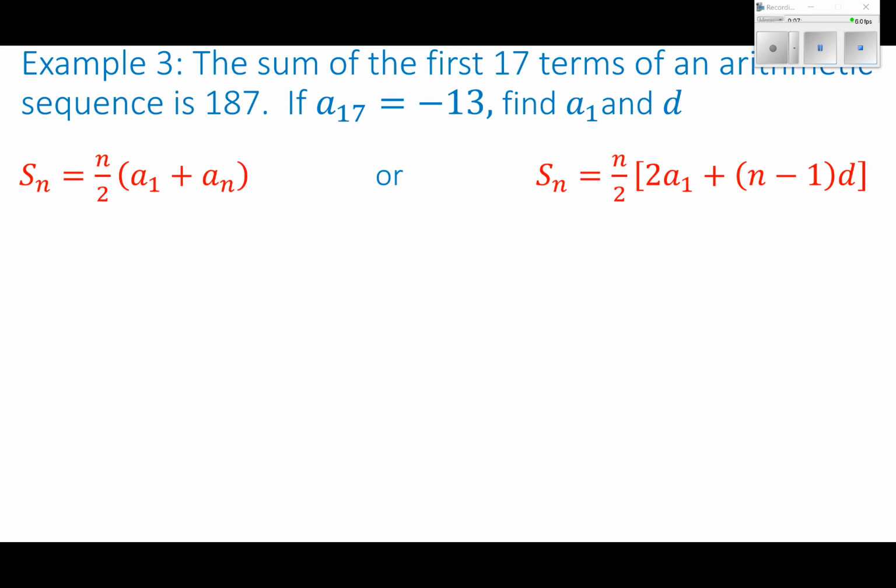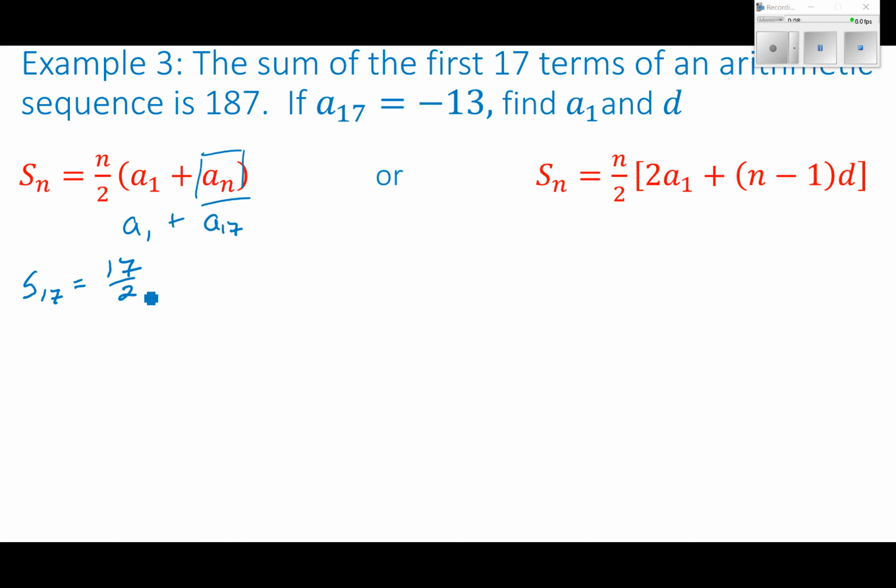On this one, again, I have two choices I can go with. I would not use the first one because I don't know the first term and the last term. Actually, we can use this one, because I know my a sub n in this case is a sub 17. I do not know this. So I can use this formula here on the left, and it'd actually be the easiest, the most efficient one to work with.